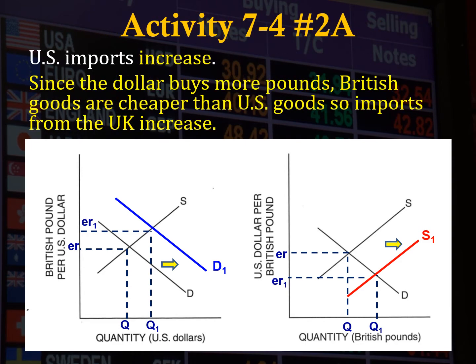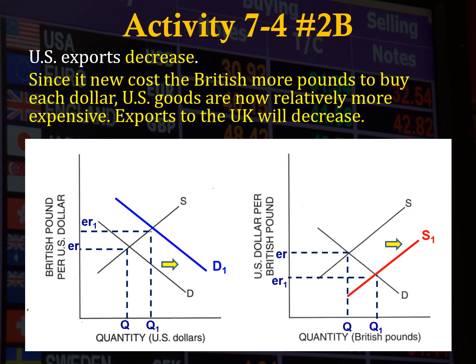So because of the stronger dollar, U.S. imports increase because now the dollar is a better value to buy foreign goods. So British goods are cheaper than U.S. goods, so imports from the UK will increase due to the stronger dollar. At the same time, U.S. exports will now decrease, and this is what you would expect because the dollar is stronger. It's going to cost British more pounds to buy American stuff, so American goods are relatively more expensive, so that's going to decrease American exports to the UK.